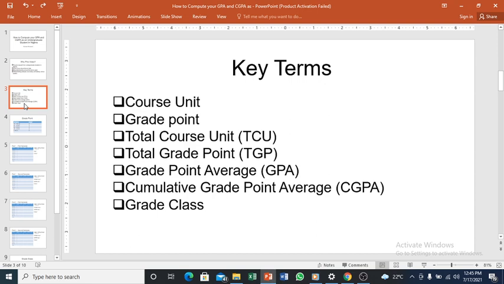Now, what are the key terms? Number one, course units. You will notice that a lot of your courses while you were in the institution have something called course units. Each of those courses has something called its strength power. So I call course unit strength power. You see course units like, oh, this is a 1 unit course, this is a 2 unit course, this is a 3 unit course, this is a 4 unit course, this is a 6 unit course.